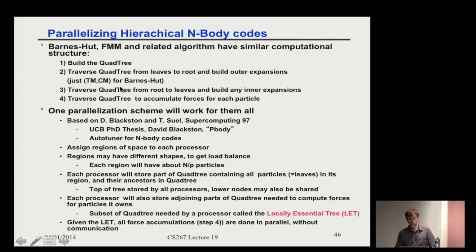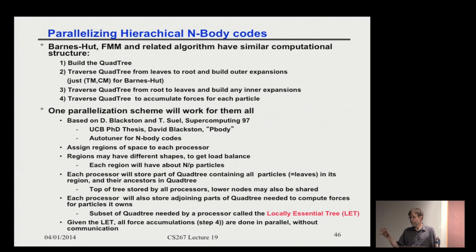Then we have to traverse the quadtree from the root to the leaves. This is in particular for fast multipole, and builds inner expansions. I'll remind you a little bit later, but an inner expansion is a formula, a Taylor expansion, for the potential inside a box due to everybody who's far enough away. So the contributions of everybody else who's far enough away. And I go from the root down to the leaves to do that. Another parallel tree traversal. And when I'm done, that will take care of everybody who's far enough away.